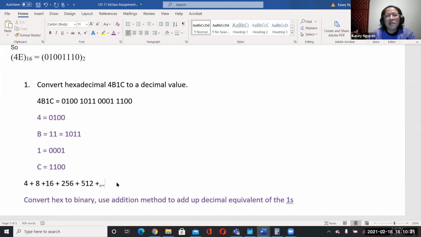Any question with this? You said you can also use the power rule? Yes. I'm going to show that right now.